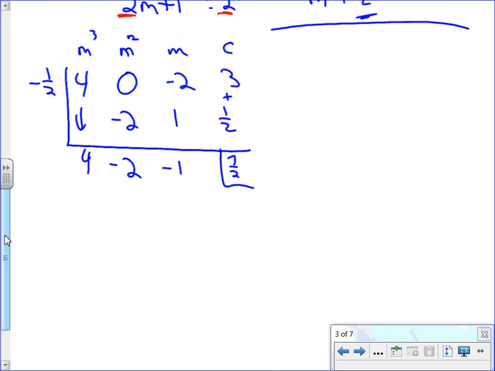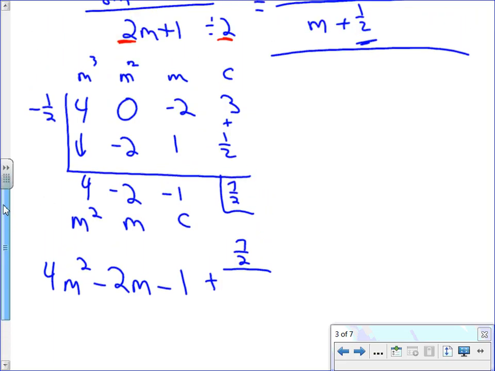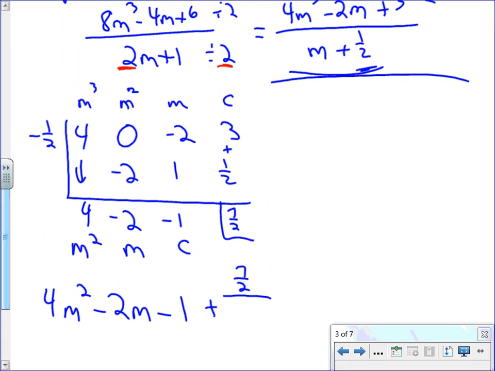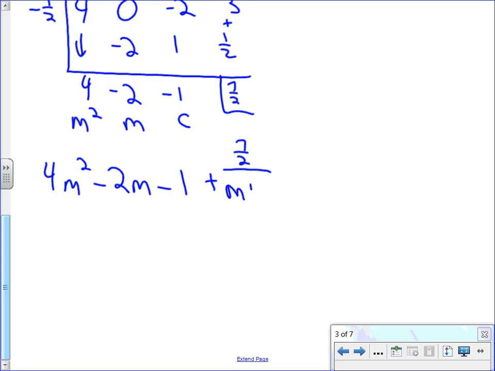All right, there is also a little trick at the end of this problem because it has a remainder. There's nothing tricky about this. This is m squared, this is m, this is the constant. 4m squared minus 2m minus 1. But we have to do a little work on this remainder. 7/2 divided by, we have to put in the actual problem we worked, m plus 1/2.